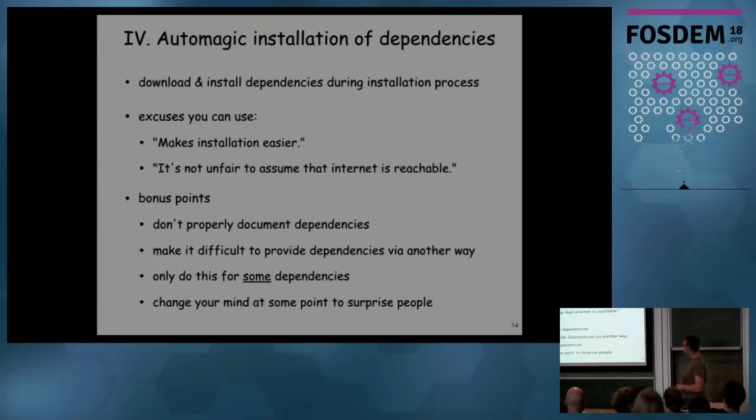Because you're doing this, you don't have to document dependencies, because you don't need to, they are there already, or it pulls them in. You should make it difficult to provide the dependencies in any other way, like this is the only right way and not some other way. Again, only for some dependencies, and then change your mind at some point, right? We were doing this before, and we expected it to work really well, so we stopped doing it, and now you have to provide them yourself. And then 6 months later, flip the bit again and go back to it.